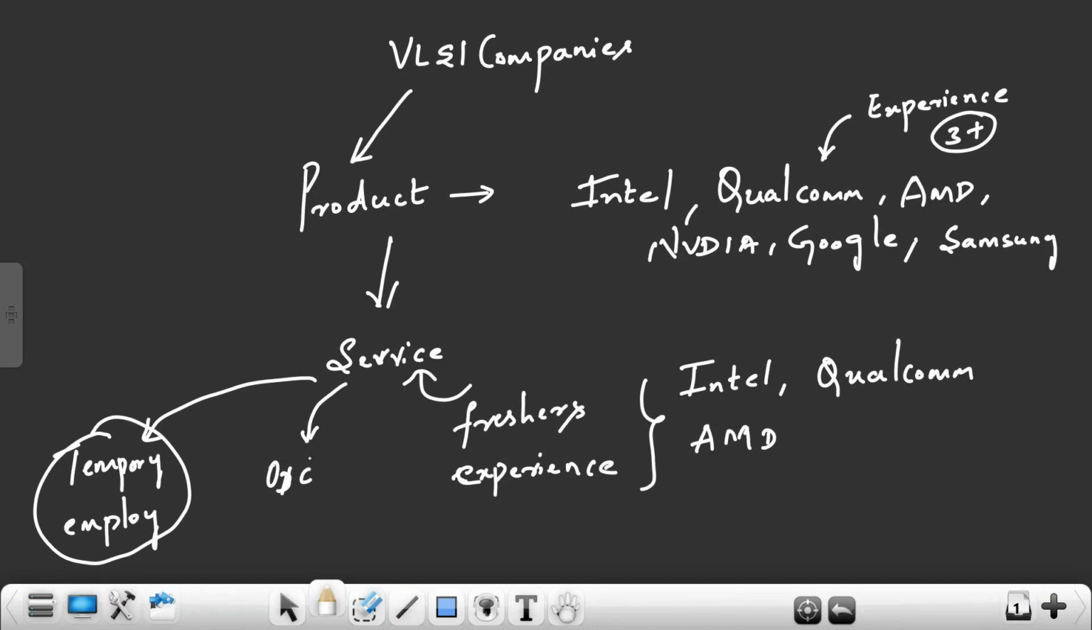ODC, see this. When you want to go as a temporary employee of product-based companies, you have to even clear their interviews.